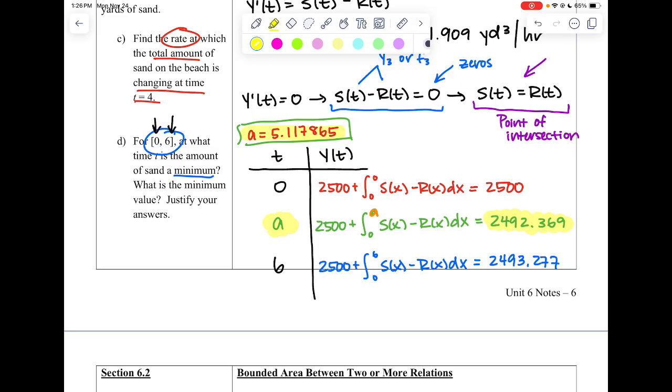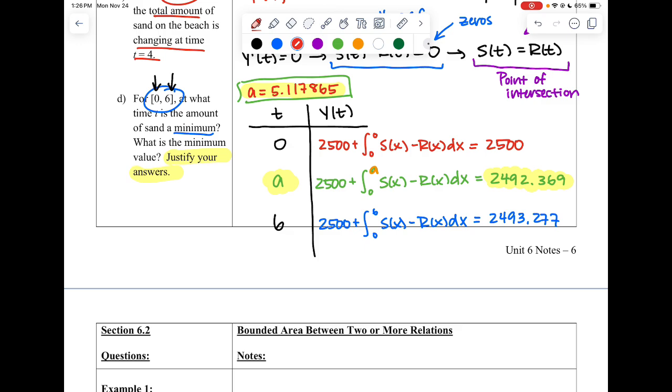Remember that for the candidates test, when it says to justify your answers, really your work was that justification. How I'm going to write this out, and I'm almost out of room, so hopefully you wrote smaller than I did: the amount of sand is a minimum when t is equal to 5.118 hours, rounding to 3 decimal places.